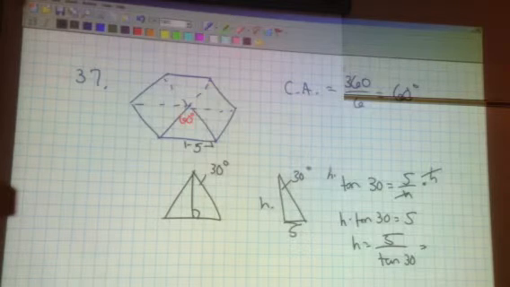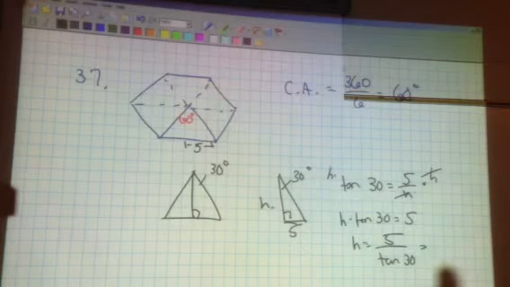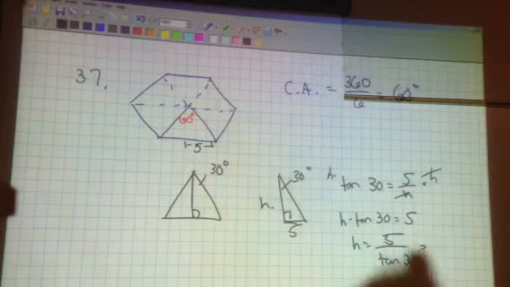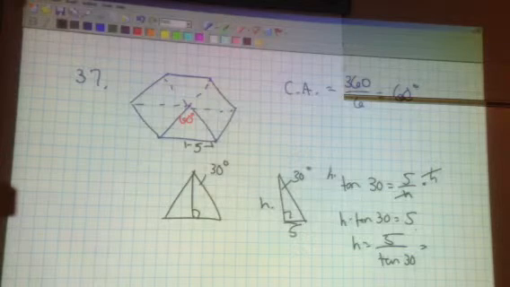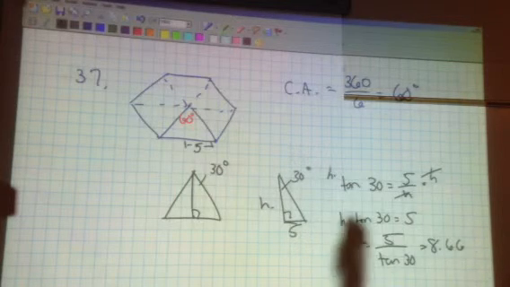And I just want to make sure tangent 30 is opposite over adjacent. So, 5 divided by the tangent of 30 is 8.66. So there's my height.